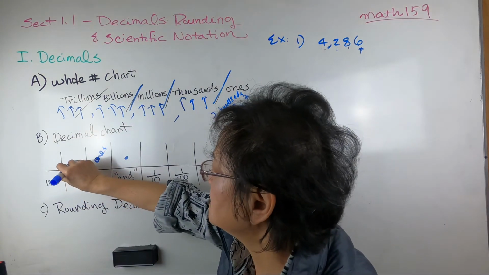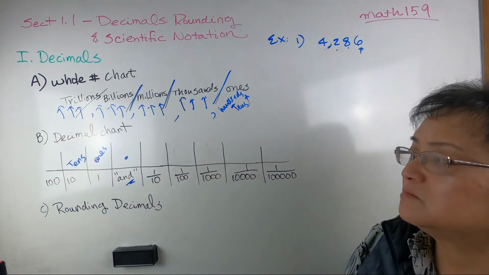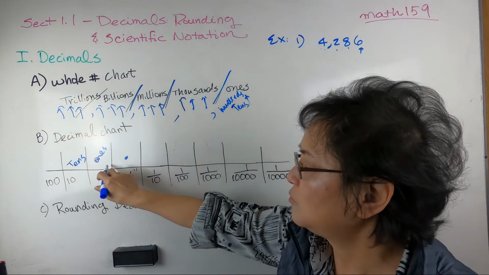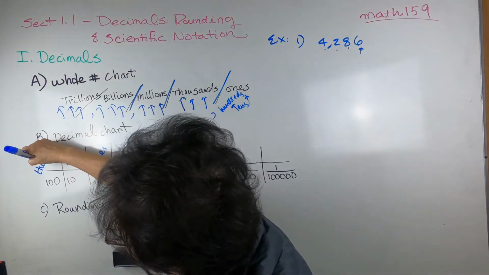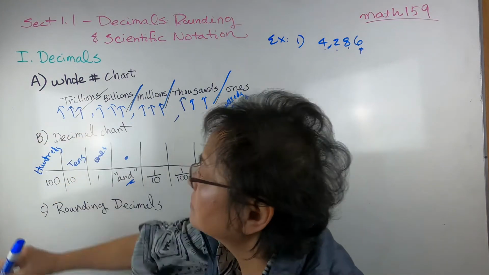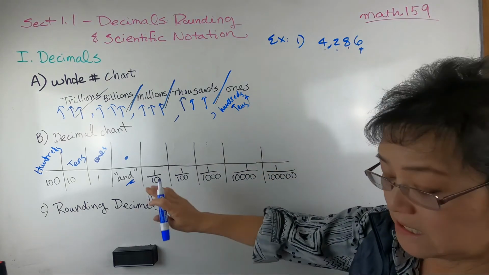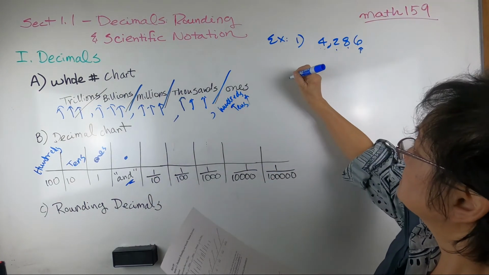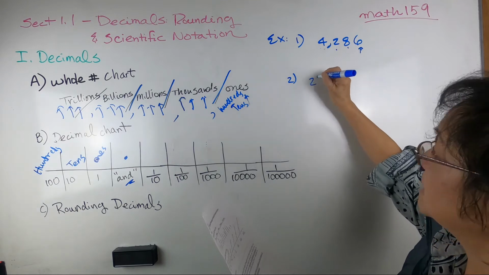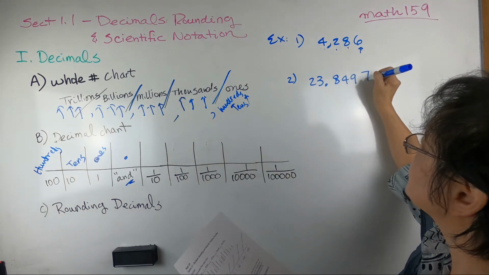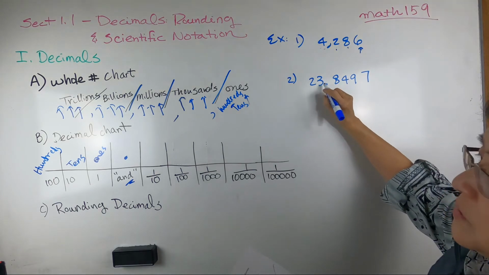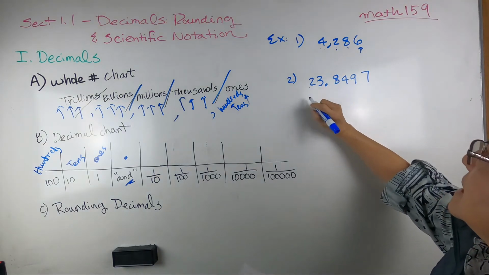Before the decimal point, you have ones, tens, then that's your hundreds, right? Then after the decimal, just like your 23.8497. So that's a decimal point, that's ones, tens.